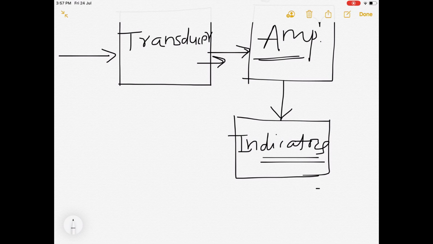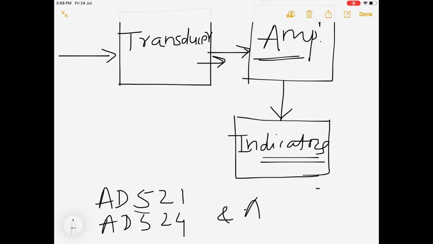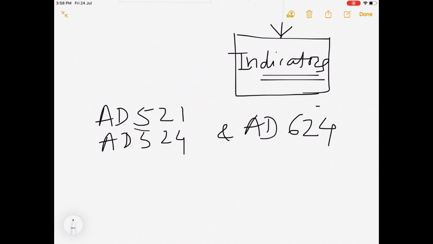So, there are many commercially available instrumentation amplifier ICs such as AD521, AD524 and AD624. Okay. And these are manufactured by Analog Devices.